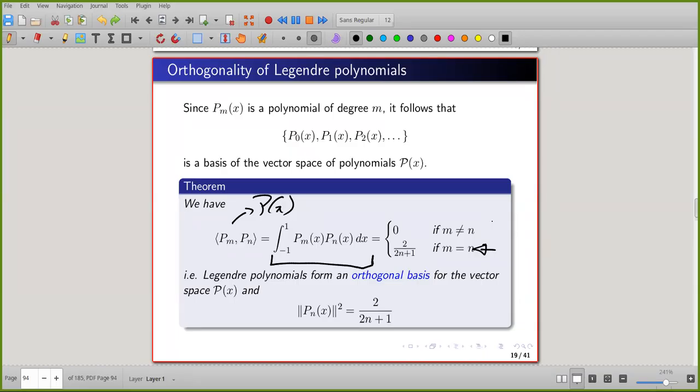It is a basis already because of this exercise, which you should do. We will also be proving that they are orthogonal to each other. And not only that, this theorem states something more: we even know the norm squared of each of these. Okay, great. So let's see how to prove this. I hope the statement of the theorem is clear to everyone.